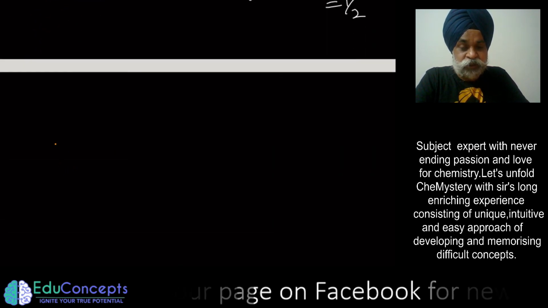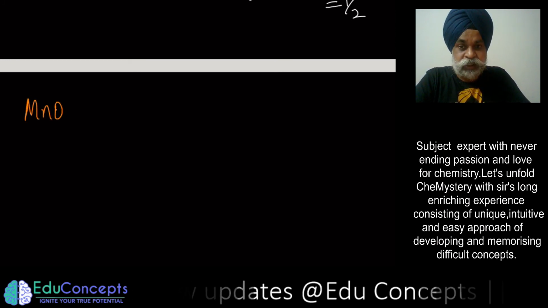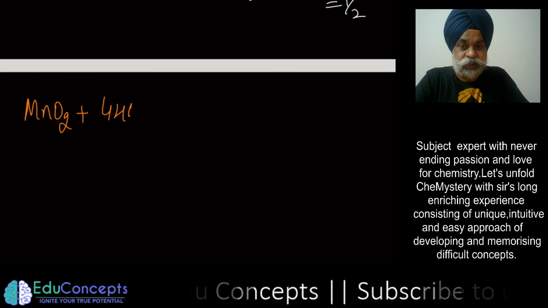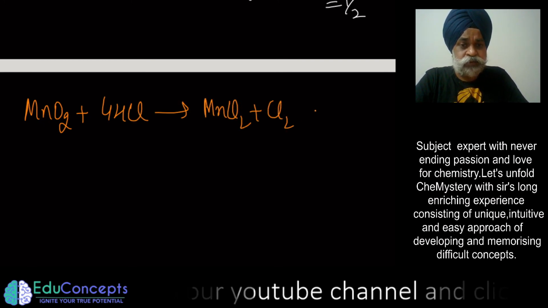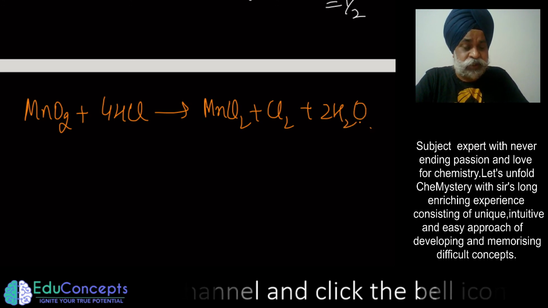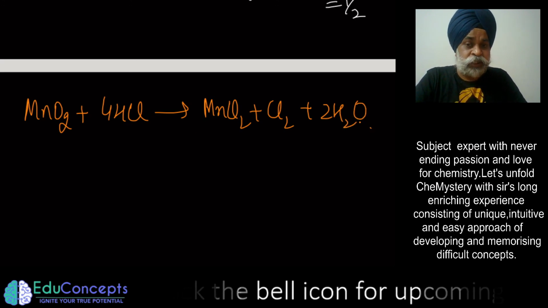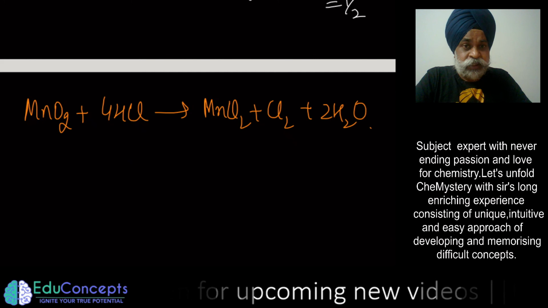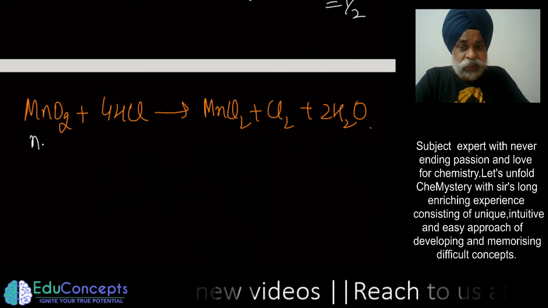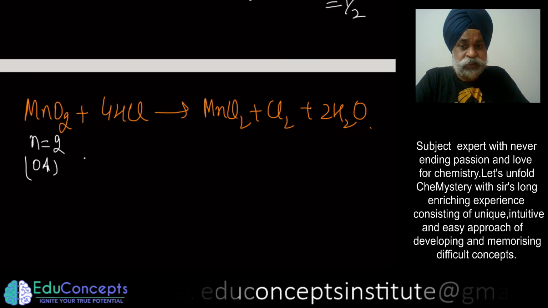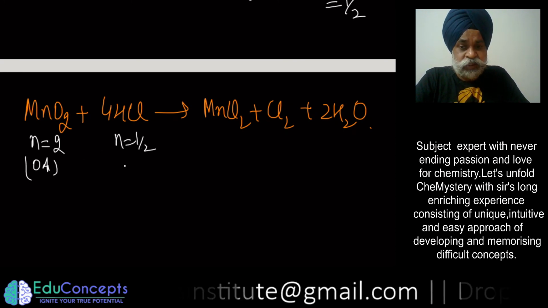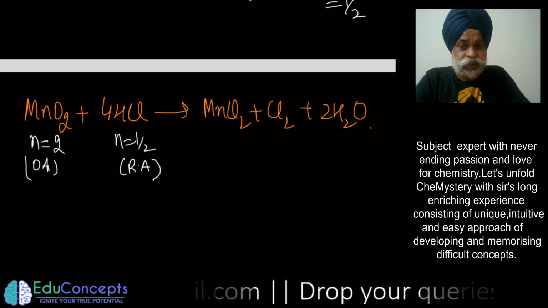Now another beautiful thing which you have seen in this case, that this MnO2 reacted with 4HCl to form MnCl2 and Cl2 and 2 water. Another important point which you could see here, from another viewpoint: the n factor for this particular species came out to be 2 as an oxidizing agent, and the n factor for this is half as a reducing agent.